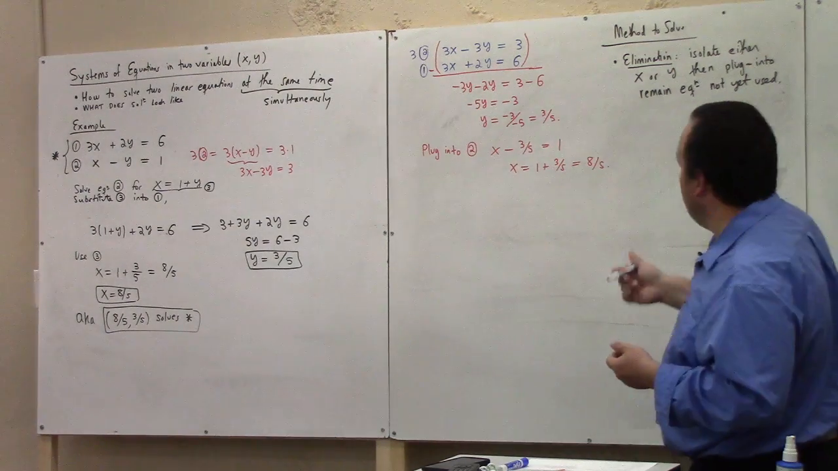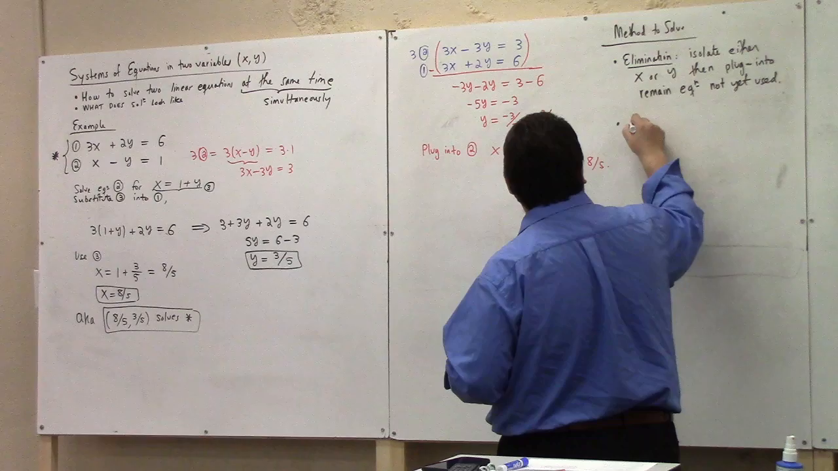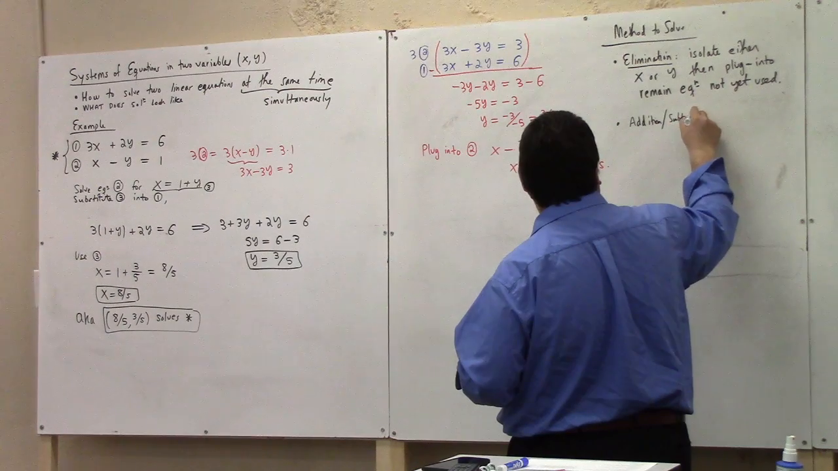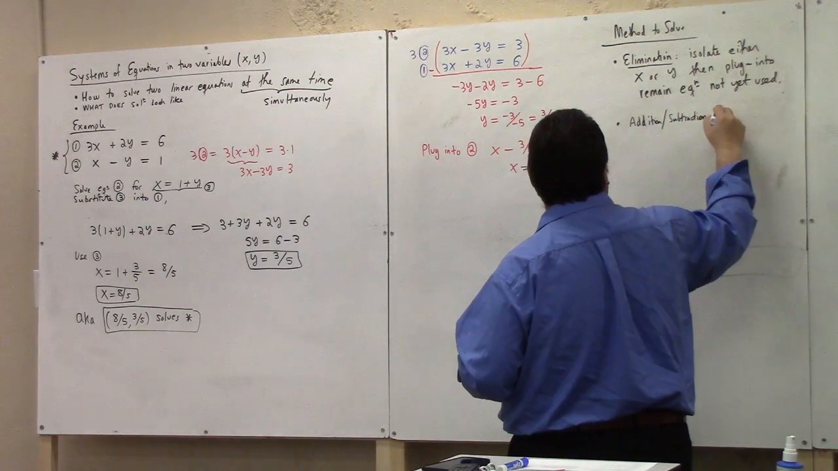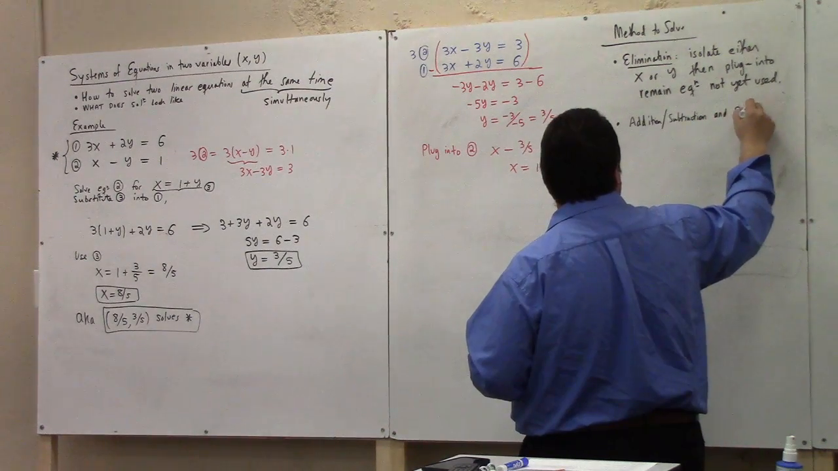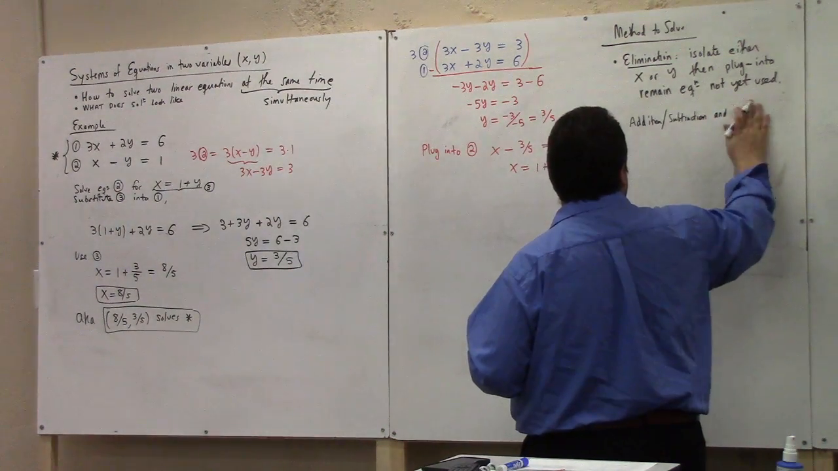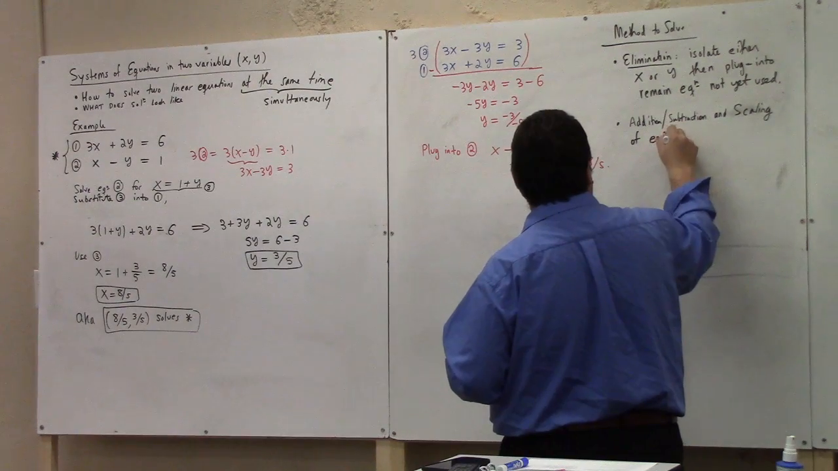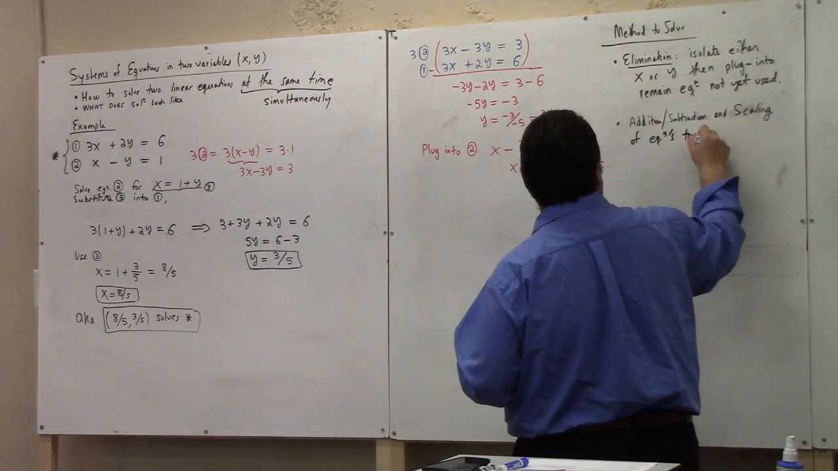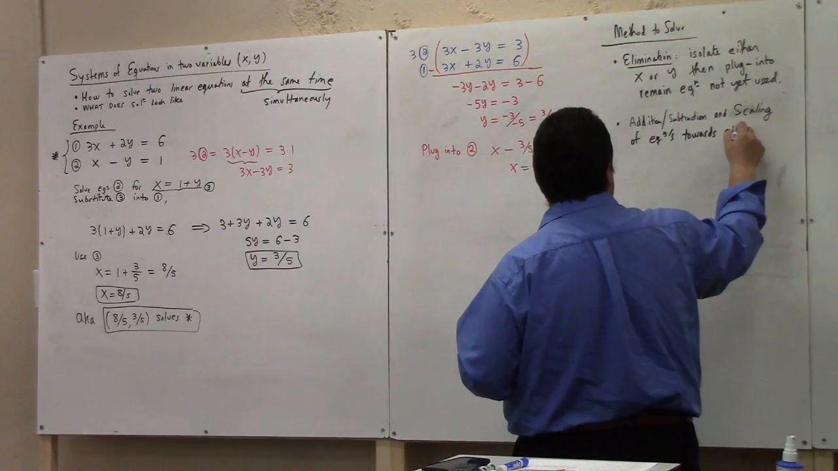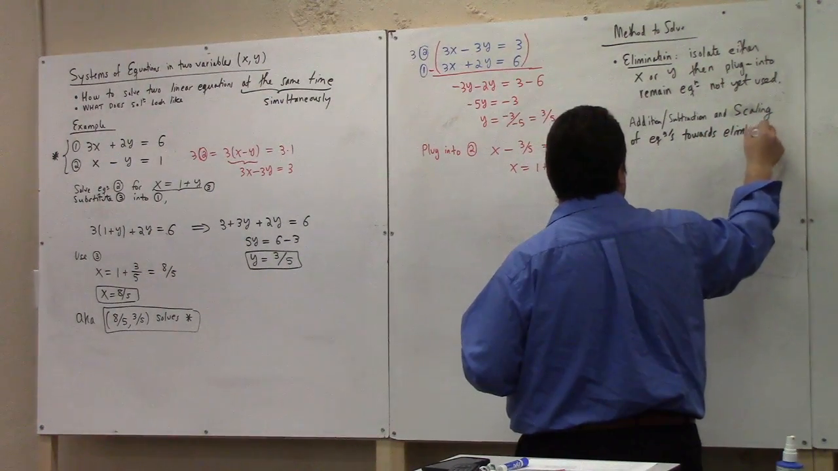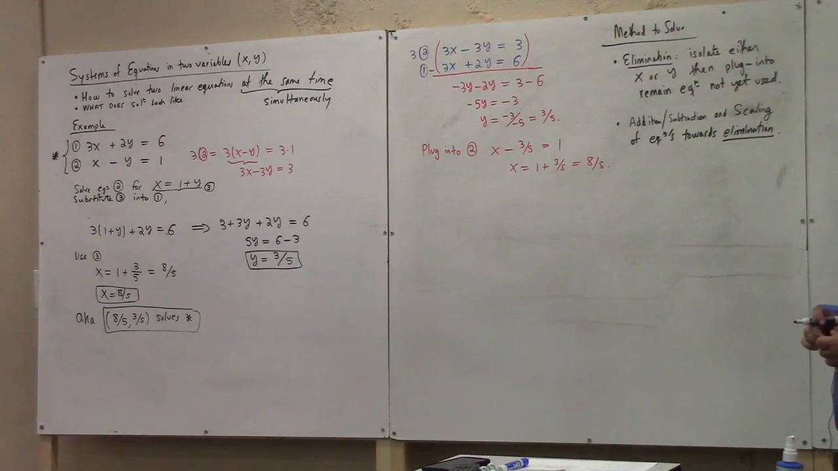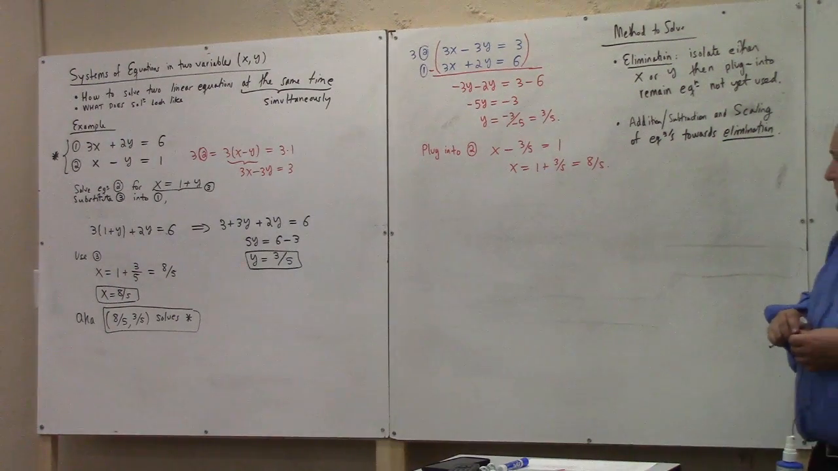So that's elimination. The other method is addition or subtraction, and let's say scaling of equations towards elimination. So the goal is always elimination. Like the goal is always to get rid of one of your variables and just have one left over. It's just the addition and subtraction of equations is another way.